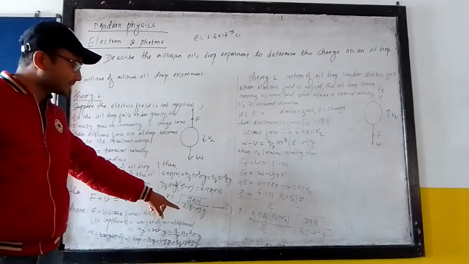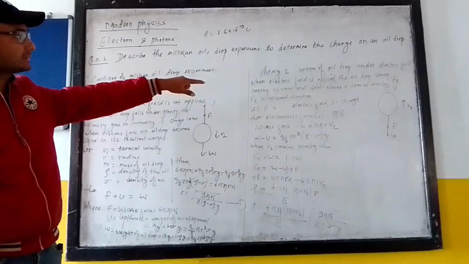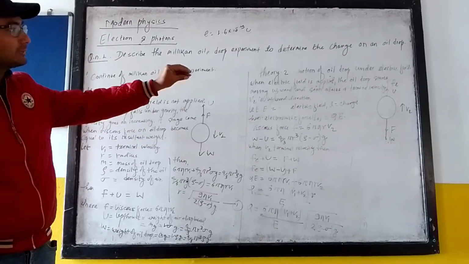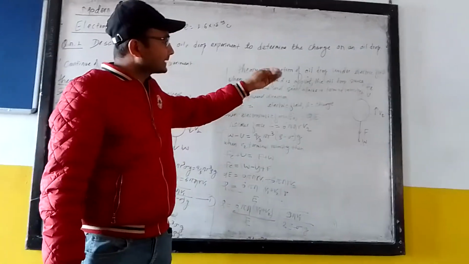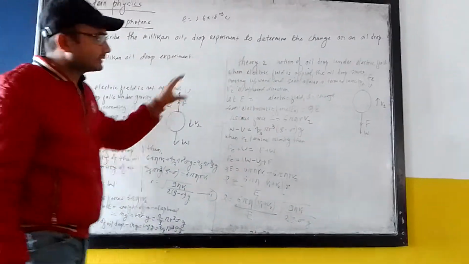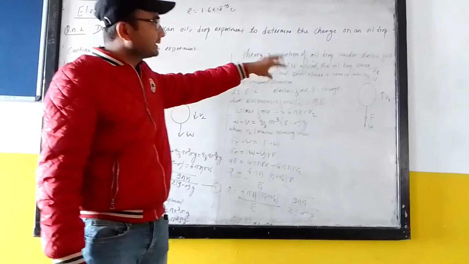Wall drop को radius को लाग्यो. And the next one चाहिँ theory 2 छ. Theory 2 मा चाहिँ motion of a wall drop under electric field. Electric field मा चाहिँ electric field apply गर्यो. यहाँ चाहिँ electric field apply थिएन. Here wasn't electric field. Here is electric field.